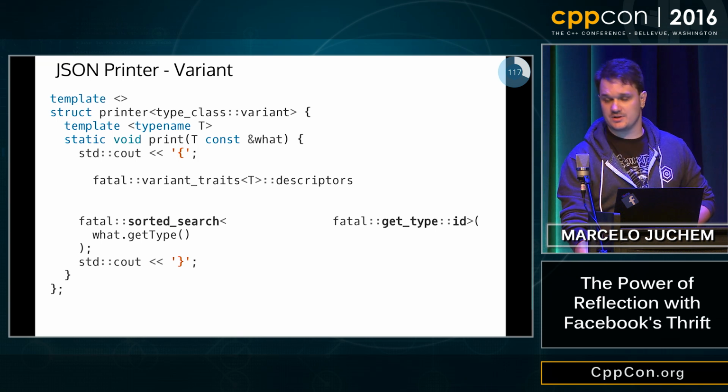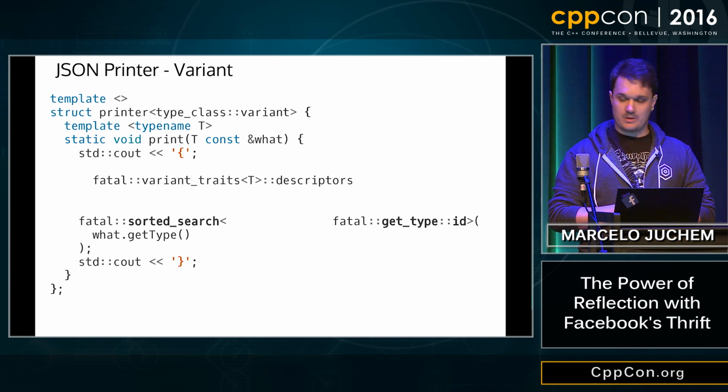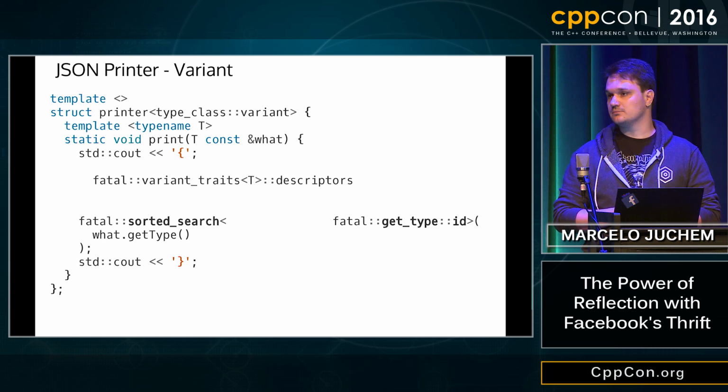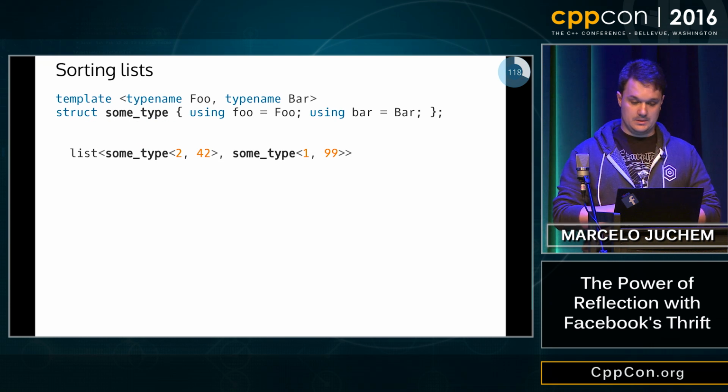So we just do that. We want to sorted search based on the ID of what's stored in the variant. But the problem is, what if the list is not sorted? Like, you cannot really binary search in something that's not sorted, so you need something to sort the list. Let's take a look at how we do that.